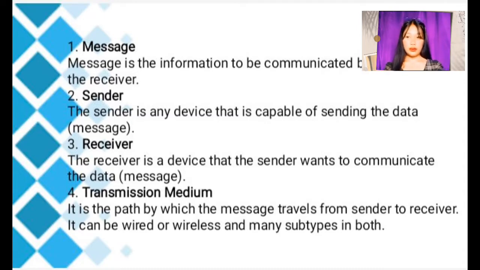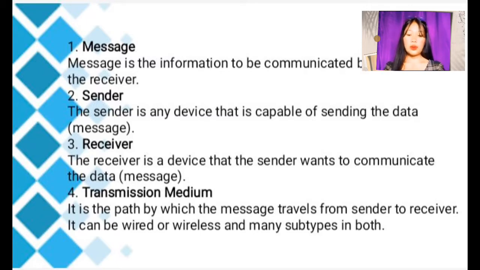Number 3, receiver. The receiver is a device that the sender wants to communicate the data to, who gets the message or the data and tries to understand what the sender actually wants to convey and then responds accordingly. Number 4, transmission medium. It is the path by which the message travels from sender to receiver. It can be wired or wireless in many subtypes in both.